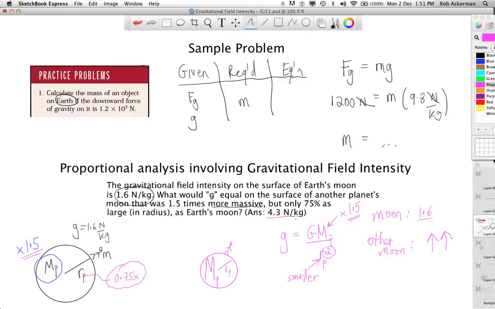I'm giving you the answer here. It's 4.3. But can you do this mathematically? That's what I want you to try on your own. We're going to take this one up in class too, so be prepared.